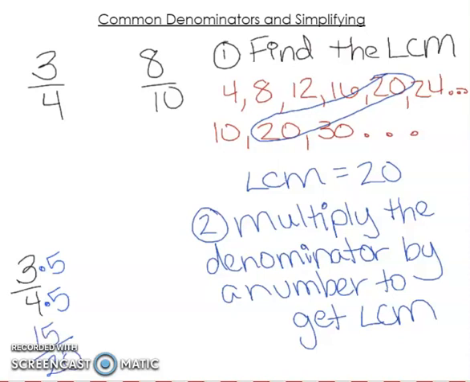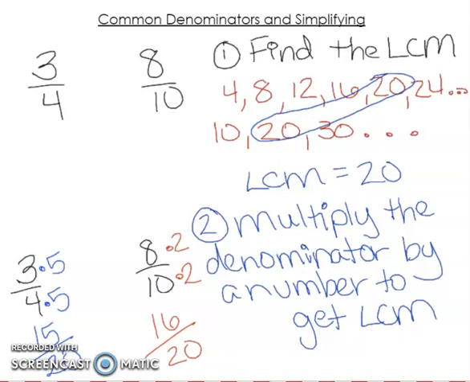And then I would look at 8/10. Well, if I multiply 10 by 2, that would give me 20 on the bottom. Do the same to the top. And so I'd get 16/20. And then from there, I can worry about the operation, if it's adding or subtracting, and I'll get my answer. Okay.